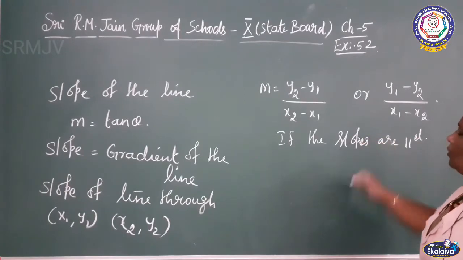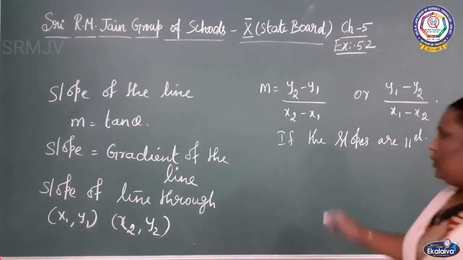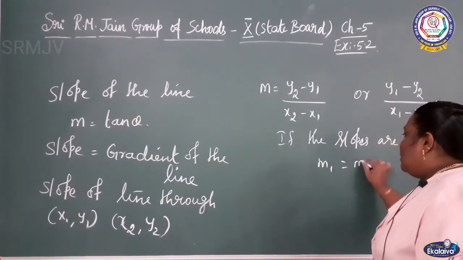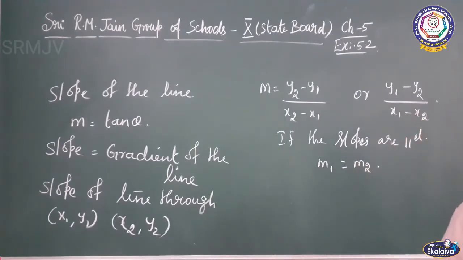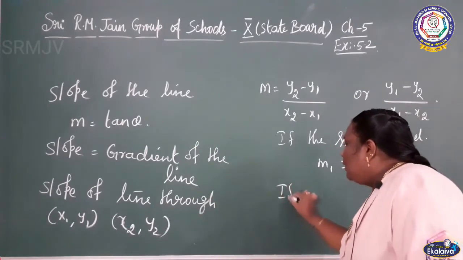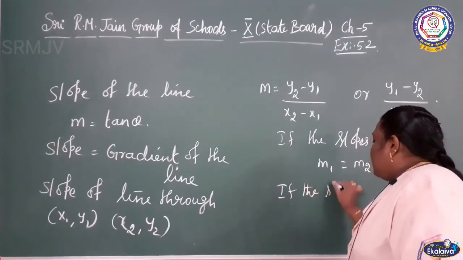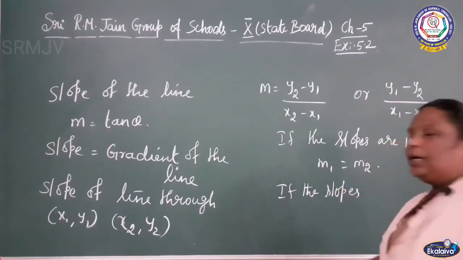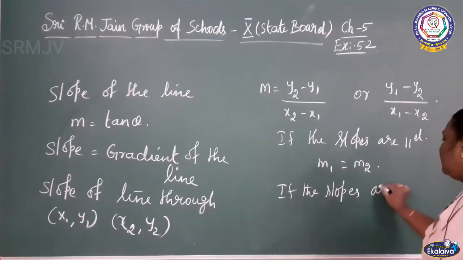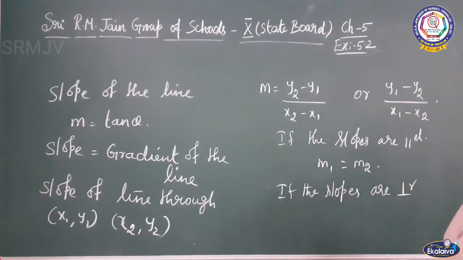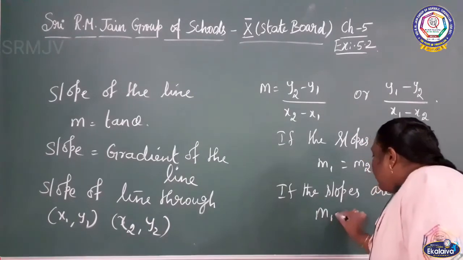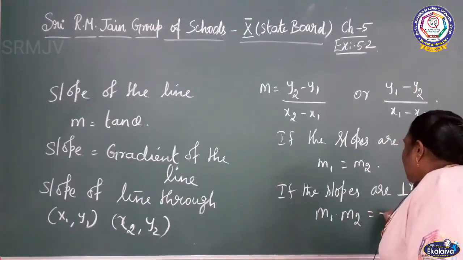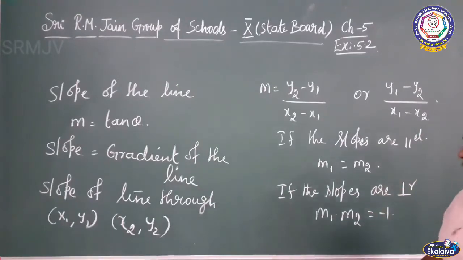If the lines are parallel, what is the relation of the two slopes? M1 equals M2. If the lines are perpendicular, the product of the slopes equals -1, that is M1 into M2 equals -1.